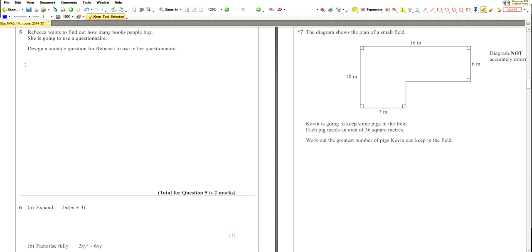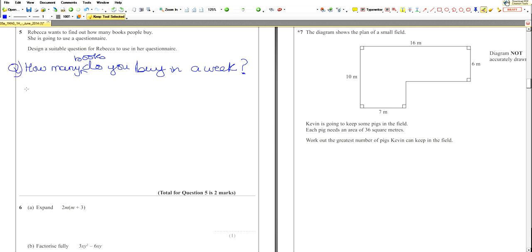Who's got a question that we can write down here? I'll start you off. How many books do people buy? No, how many books do you buy? Per week. Okay, now in a week or in a month, yeah? It's got to have a time frame on it, but you can say in a week. That's fine. A nice question mark under there. So that's the actual question.